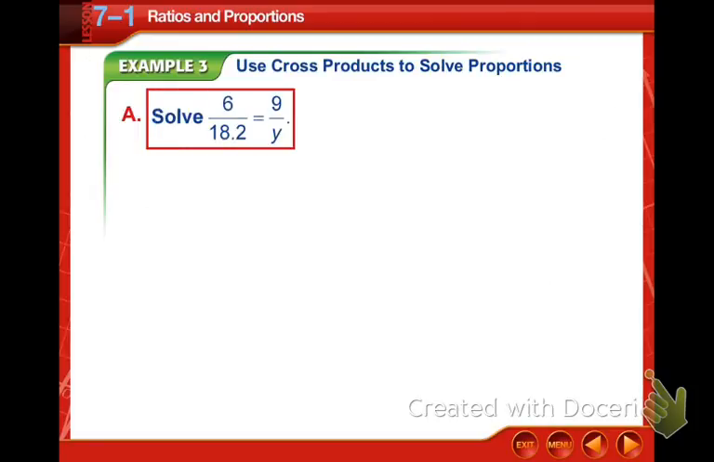So we just need to solve some proportions. That's all we're doing the rest of these notes. This first one, 6 over 18 is equal to 9 over y. Just got to cross multiply.